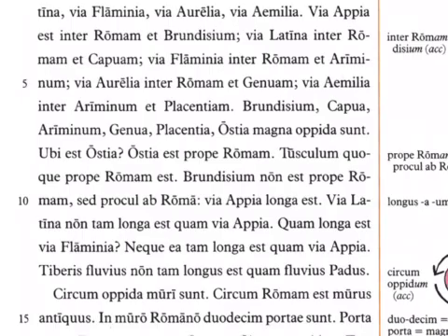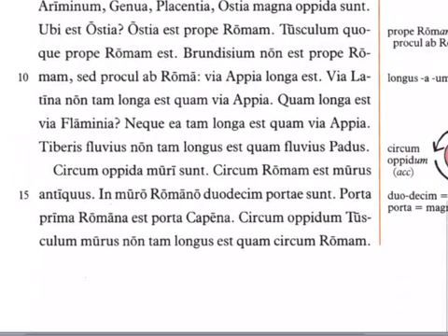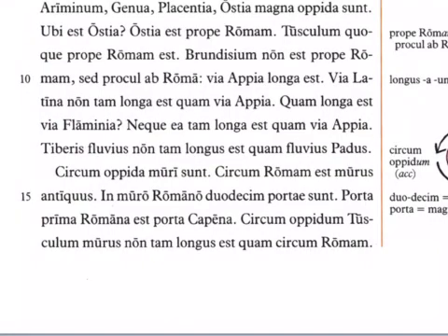Tiberis fluvius non tam longus est quam fluvius Padus. The Tiber River is not so long as the Po River. The Po River, by the way, is probably the biggest river in Italy. It's in northern Italy, so it's pretty far away from the Tiber. And again, biggest, most important river.